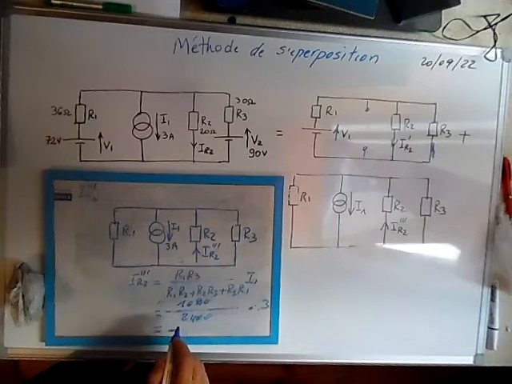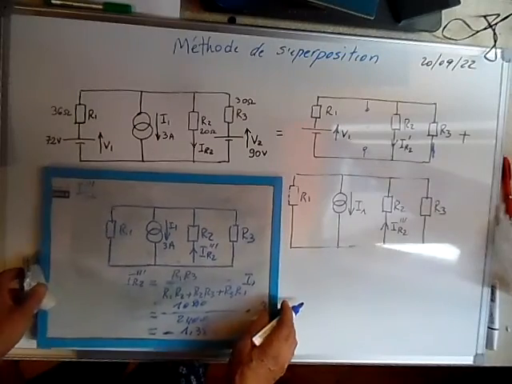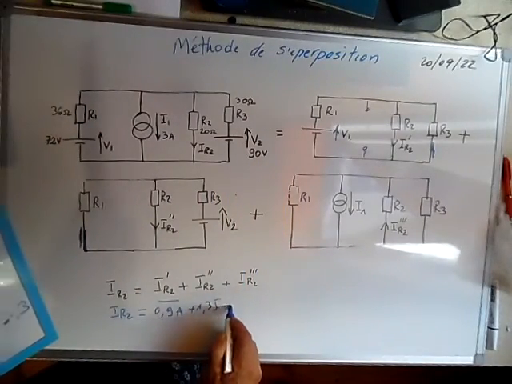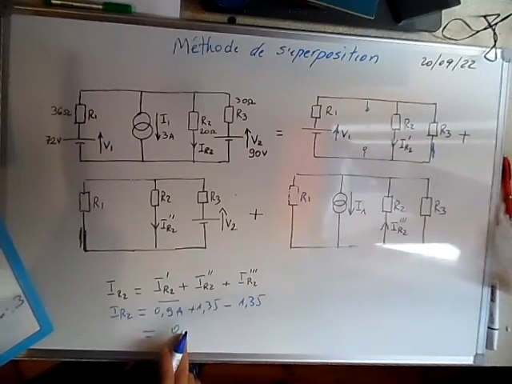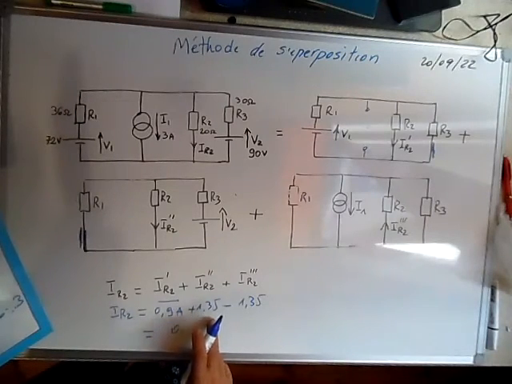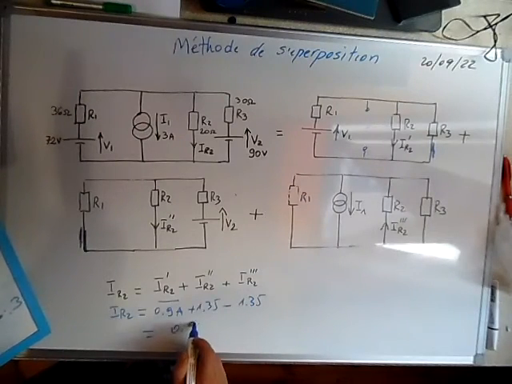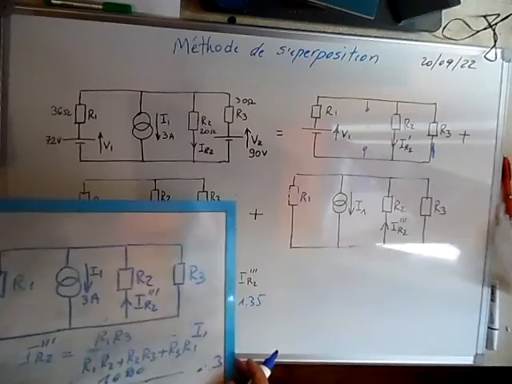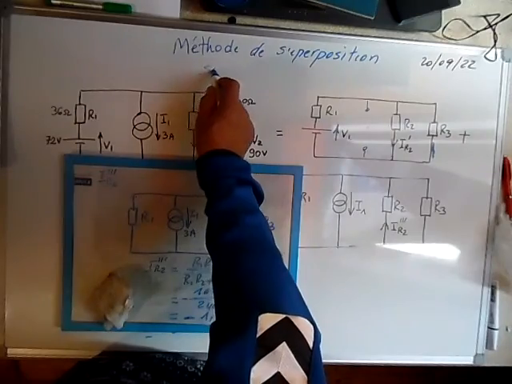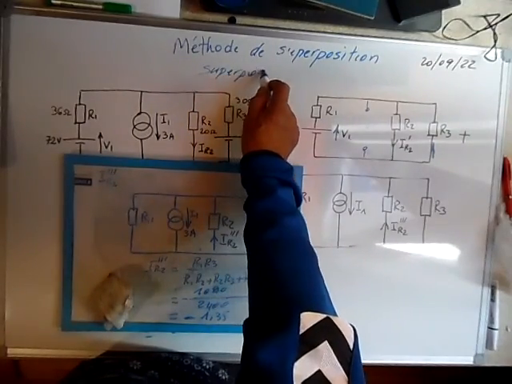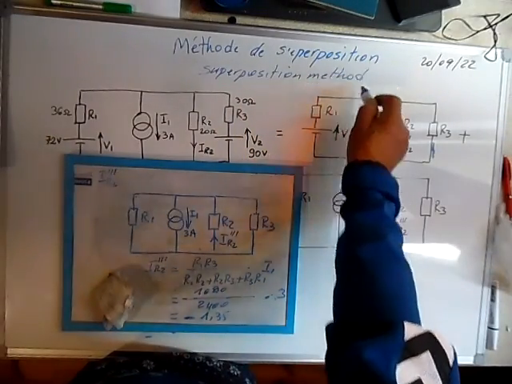What's the value? It is minus 1.35, and we put the value that we have calculated here, minus 1.35, and the result is 0. Excuse me, I should have written 0.9 amps, and the result is 0.9 amps. And that's it, I finished. And this is, as I said, the superposition method. And thank you very much.